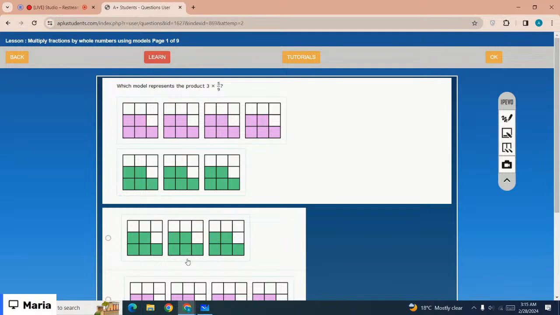Option number 1 is the correct option. You can see they make 3 groups. Each group has 1, 2, 3, 4, 5, 6, 7, 8, 9 portions. Out of 9, 5 are colored. So this represents 3 times 5 over 9. Got it?